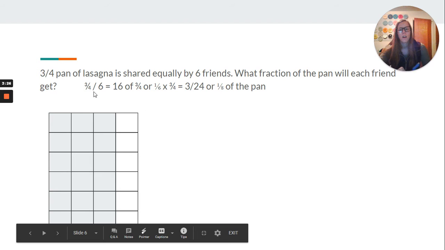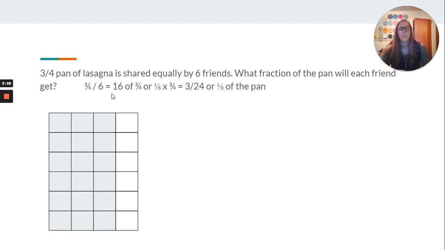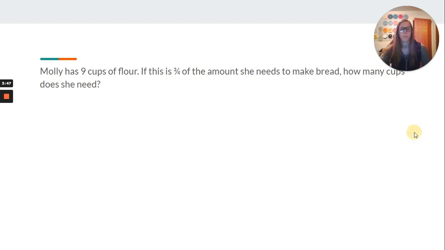So 3/4 divided by 6 equals 1/6 of 3/4, or 1/6 times 3/4, which equals 3/24, or 1/8 of the pan. So each friend gets 1/8 of the pan.